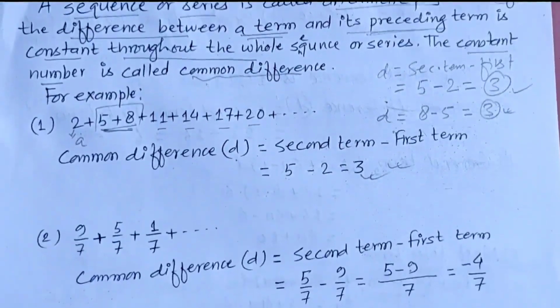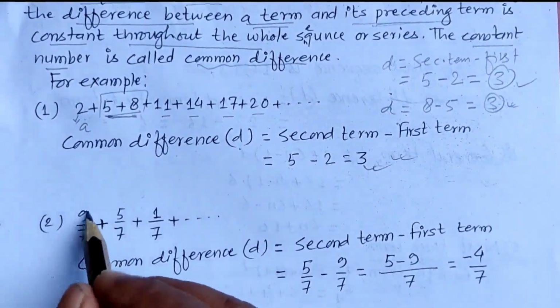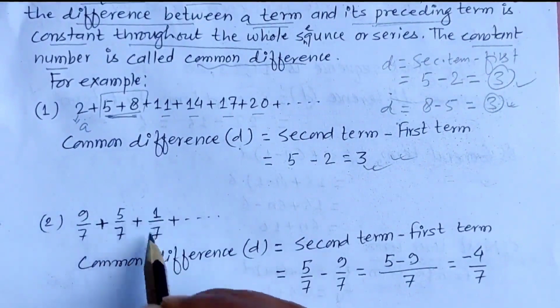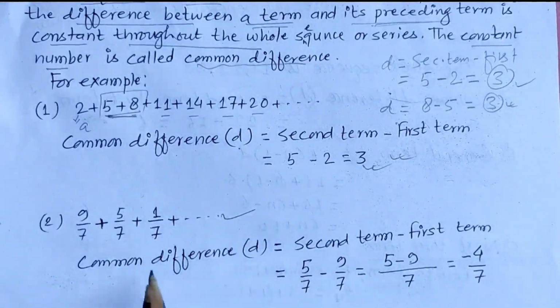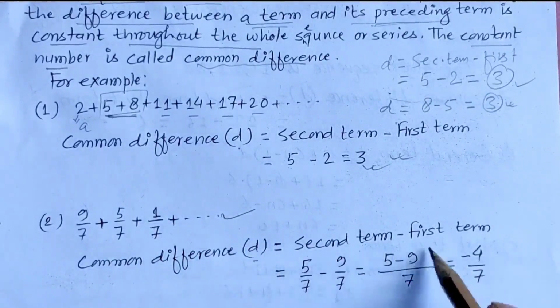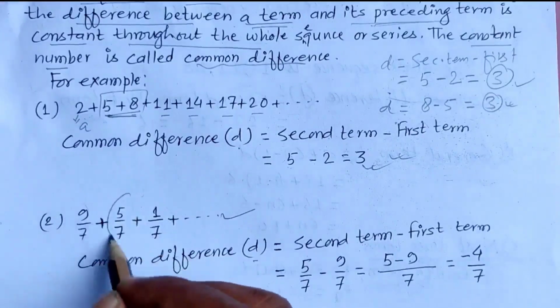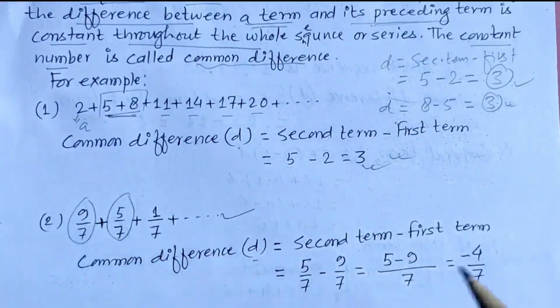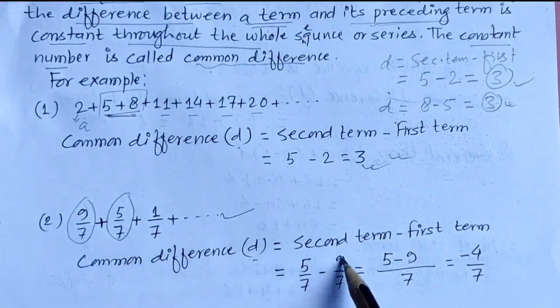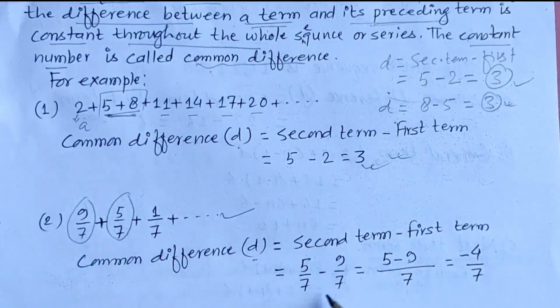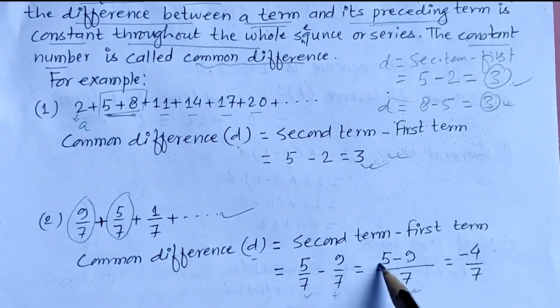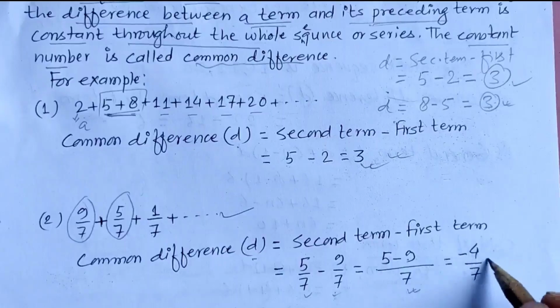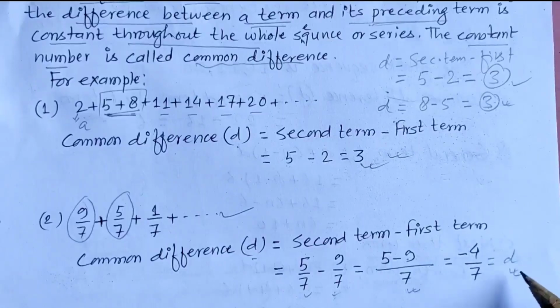Similarly, we have another example: 9/7 + 5/7 + 1/7 + ... Here you can find the common difference by the formula: D is equal to the second term minus the first term. The second term is 5/7 and the first term is 9/7, so 5/7 minus 9/7. In the denominator you can see 7 and 7, so we can write 7 as common, and if we simplify, we will get 5 minus 9. It will give minus 4/7, which is the common difference, denoted by D.